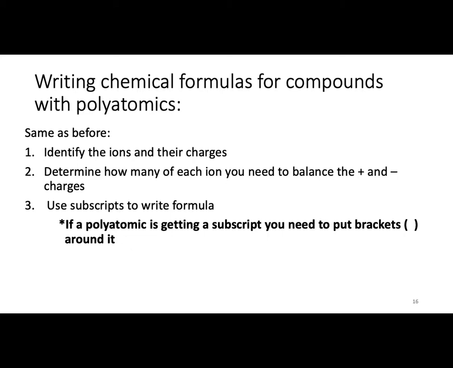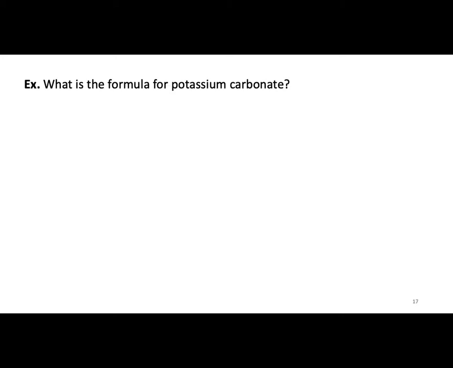Just like in math, you need to use brackets to show that everything within the brackets is getting that number applied to it. So for example, if you want 2 NO3- ions, you write it like this, with a bracket and then the subscript. Not like this. That's 32 oxygens and 1 nitrogen. That's not right.